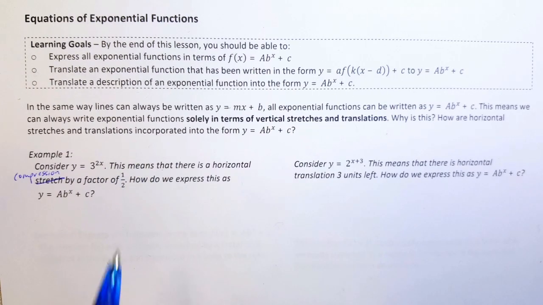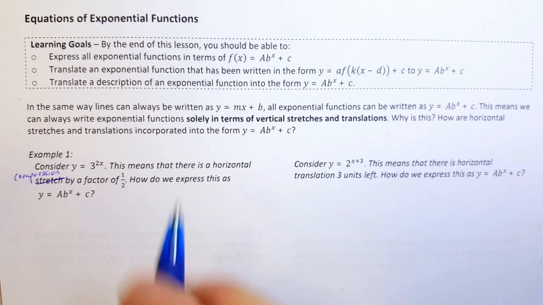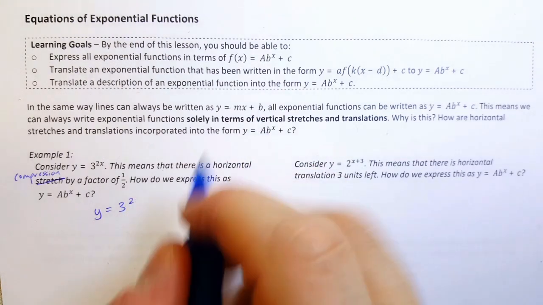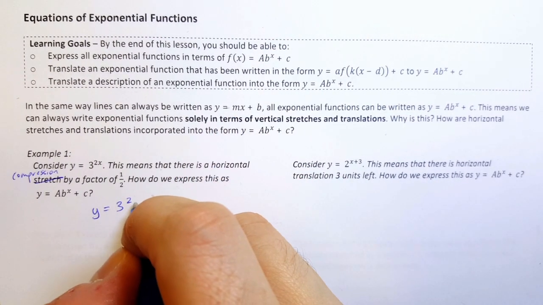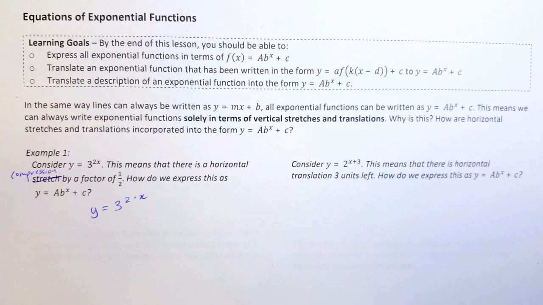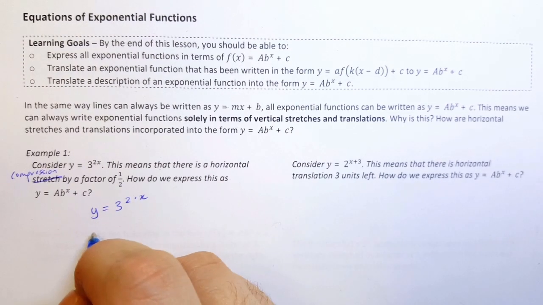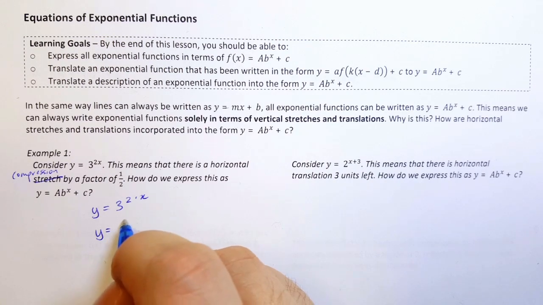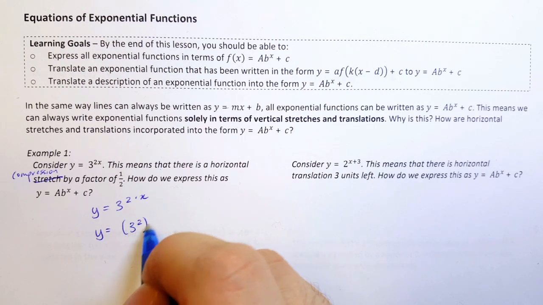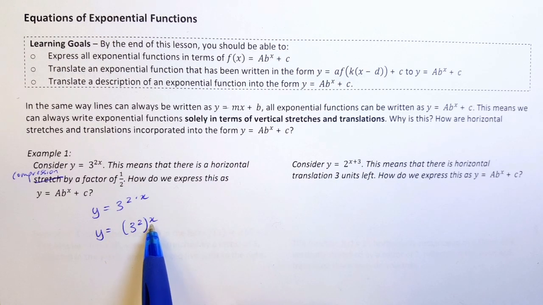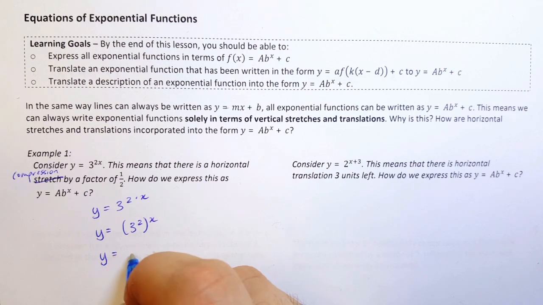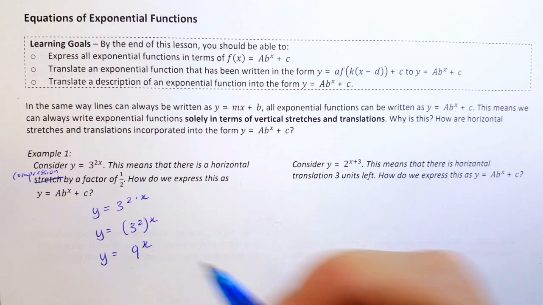So if we look at this, y is equal to 3 to the power of 2x. We can write that as y is equal to 3 to the power of 2 times x, because that's what 2x means. If we remember our exponent rules, we can say y is equal to 3 squared to the power of x, because when I have an exponent outside the bracket and an exponent inside the bracket, I should be multiplying them. And then I'll have y is equal to 9 to the power of x.